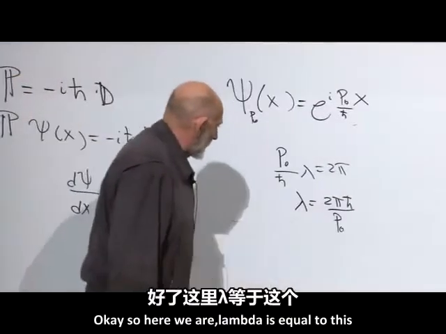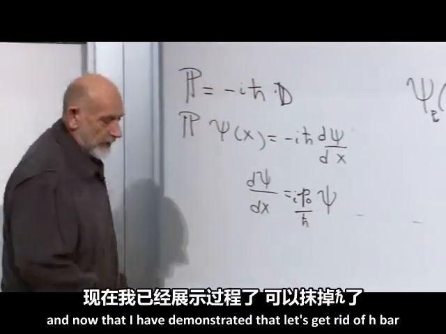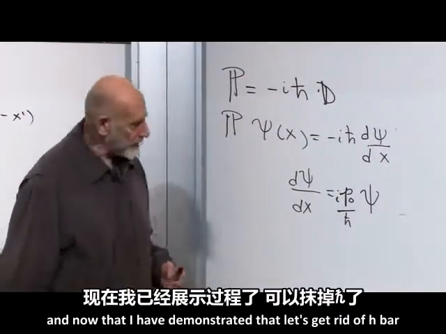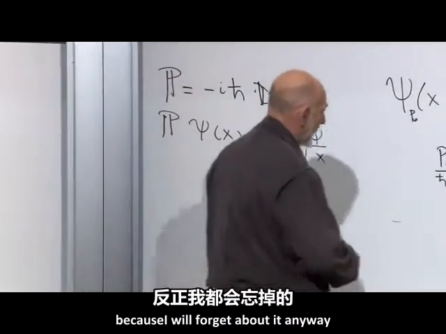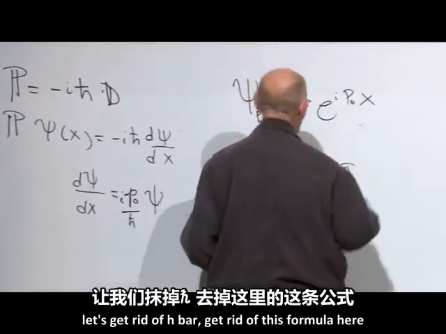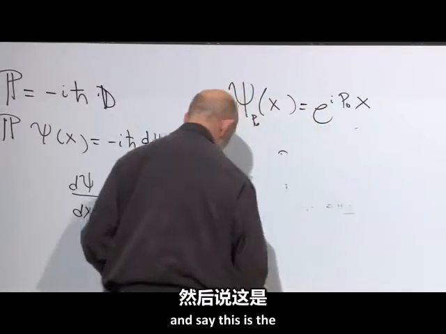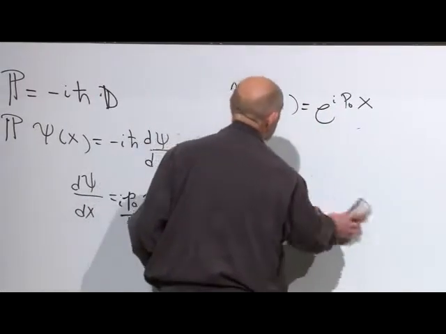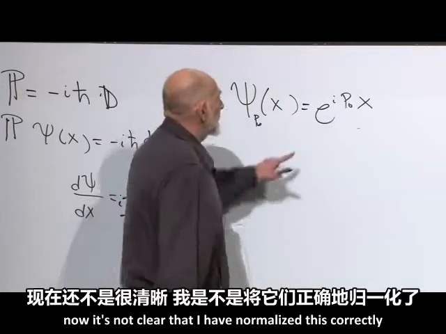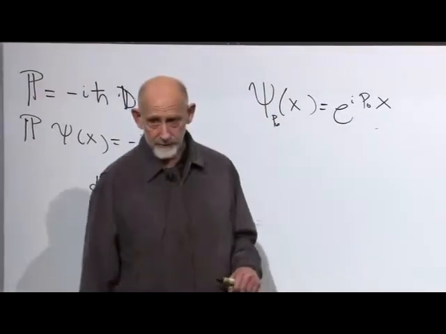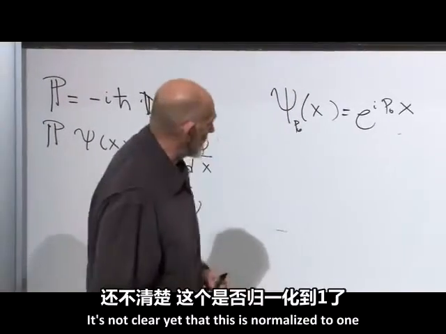Okay, so here we are. Lambda is equal to this. And now that I have demonstrated that, let's get rid of h bar because I will forget about it anyway. Let's get rid of h bar, get rid of this formula here. Now, it's not clear yet that I've normalized this correctly. It's not clear yet that this is normalized to 1.